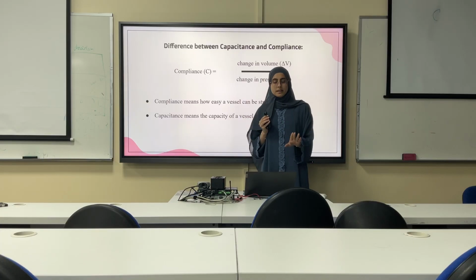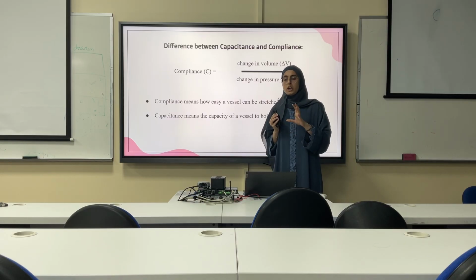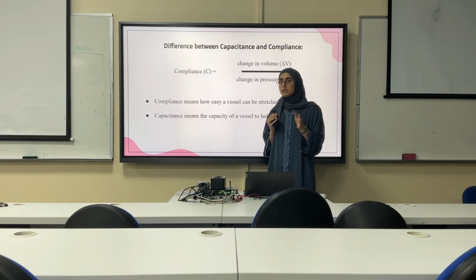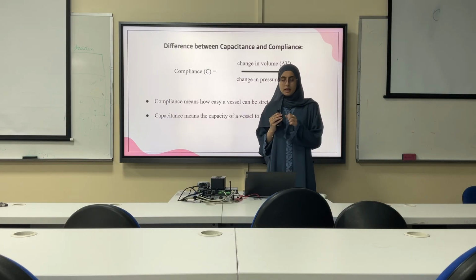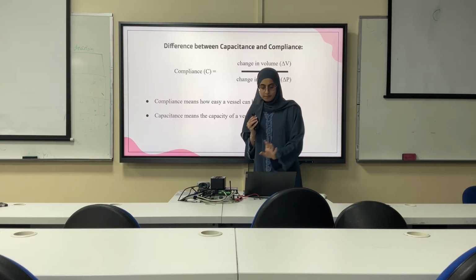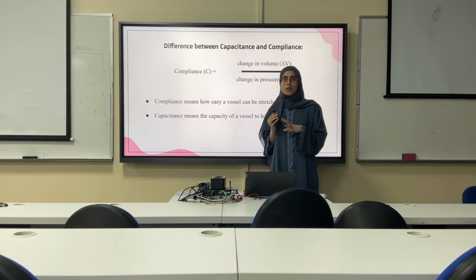it changes. So basically, if we look at the formula, compliance is the change in volume over the change in pressure. If you increase the volume and the vessel is compliant enough, it's going to be able to expand. If it isn't, it's not going to stretch and the pressure is going to increase. So before I move on, which one do you think is more compliant? The vein or the artery?